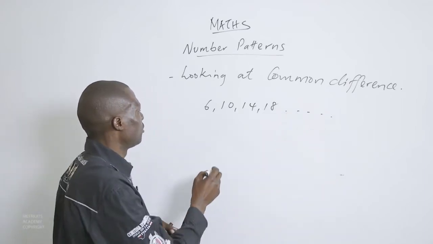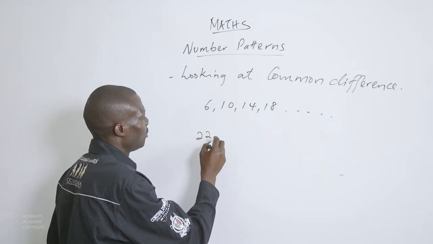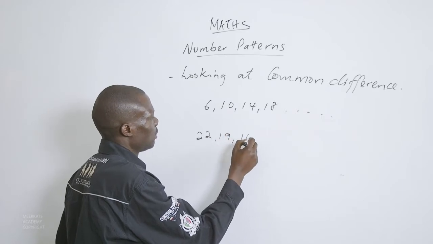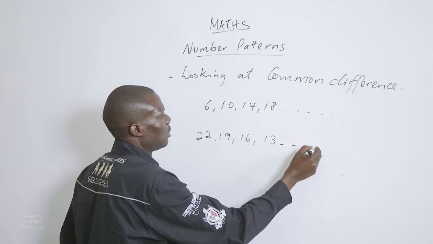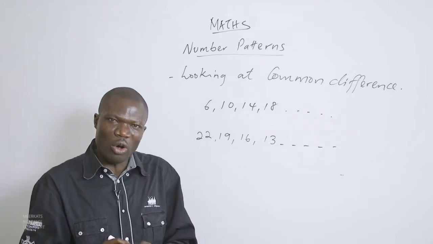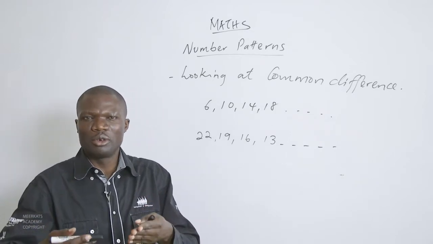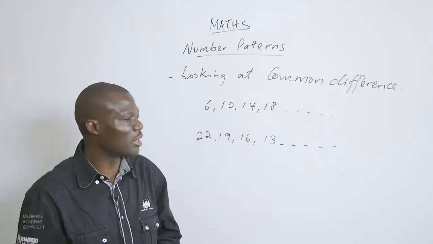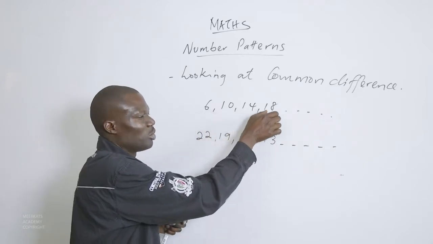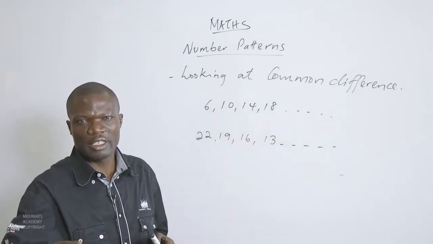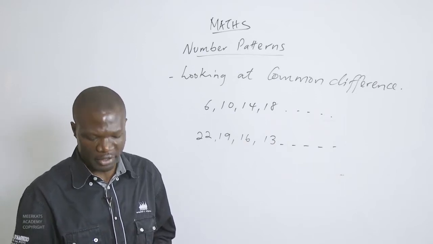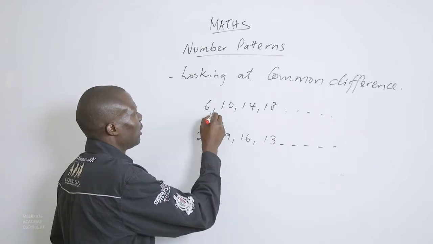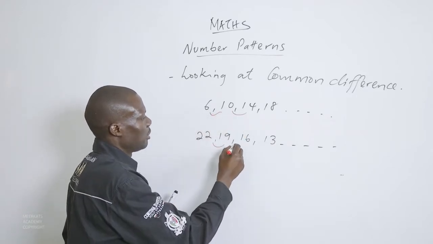We can have 22, 19, 16, 13, and so on. What do you actually discover when you look at the difference between these numbers? And how is the next number being generated? I want us to put our concentration between the numbers.